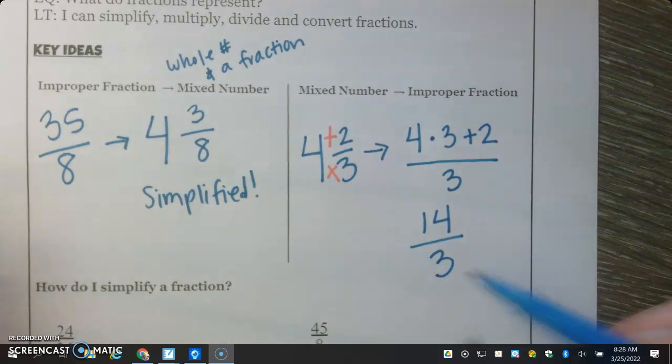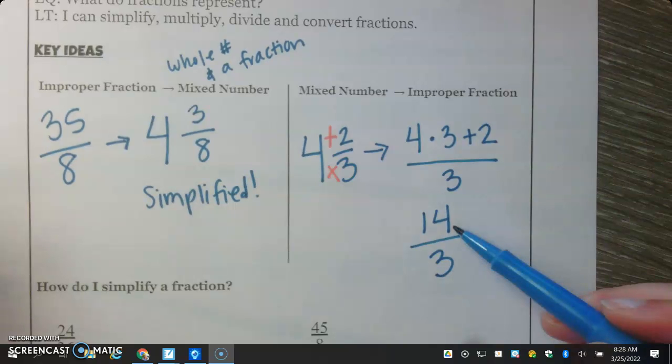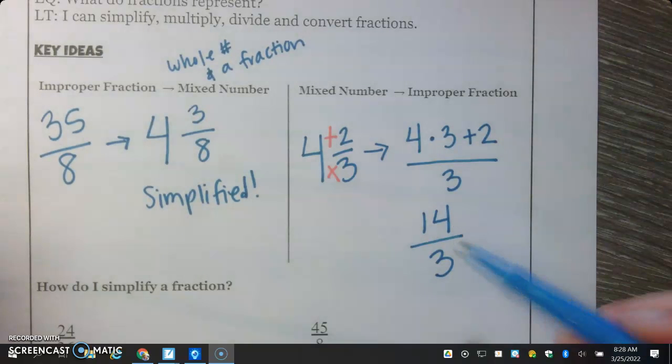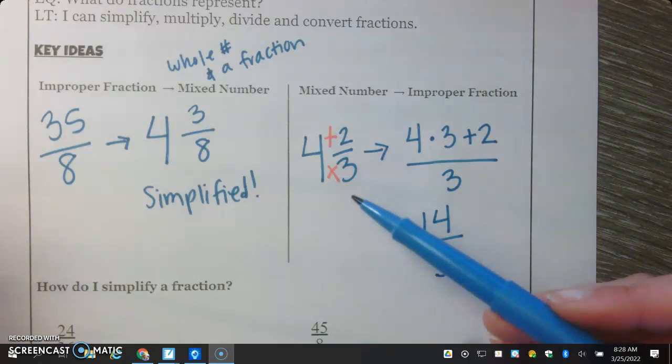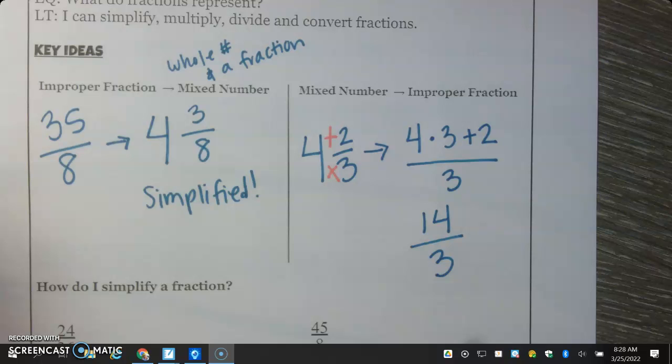To check our answer, you could say, how many times can 3 go into 14? It can go in there 4 times. That gets me to 12. I have 2 left over out of 3, which is 4 2/3. Pause the video, get caught up if you're not already.